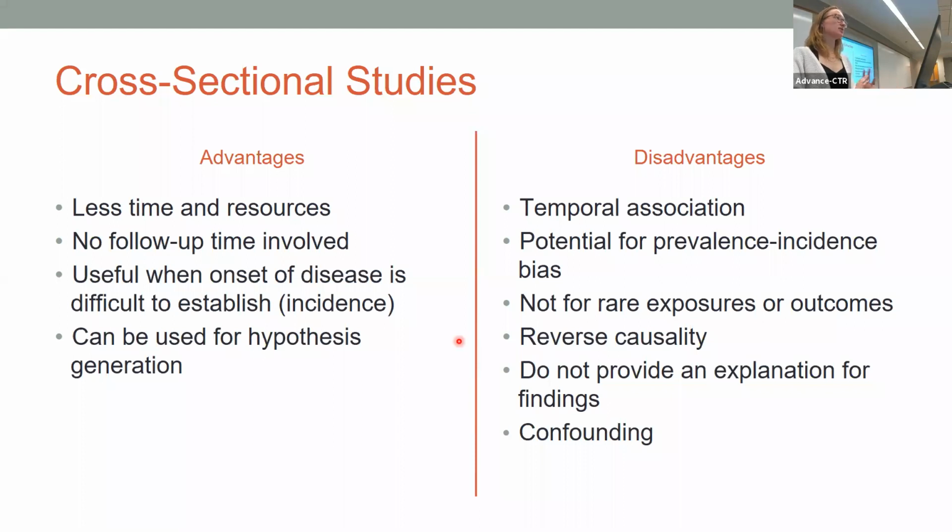Disadvantages, we can't claim any sort of temporal association. Even though we know which boxes each subject falls into for diseased, undiseased, exposed, unexposed, we don't know which one happened first. So we can't say that one thing really causes another. Again, the biases issue. This isn't good for rare exposures or outcomes because there's a chance that everyone you sample just doesn't have your exposure or outcome of interest if it's very rare, or you would have to sample so many people that it might not even be worth it. Again, we can't say anything about causation, and we can't really provide a real explanation for our findings. We can just see what's happening. And there might be some confounding. So there might be something else, a third variable going on that's messing with our results. But because we haven't measured it, we've just measured outcome and exposure status, we're not really sure.